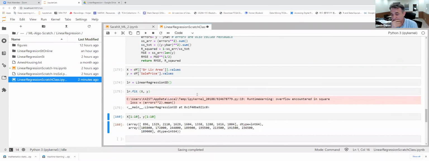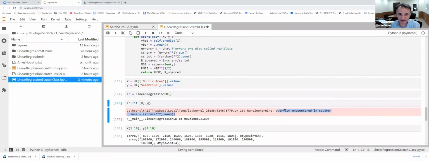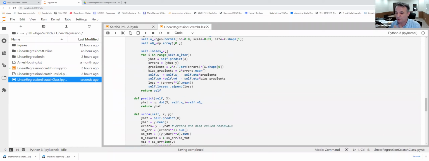This is one mistake that I was expecting. Overflow encountered in square loss. This price number is really high, so when we square the errors, we are generating a really large number that is beyond the size of the number that Python can handle. That's why we are getting this error. If you had tried this with smaller numbers, we wouldn't have any problem.